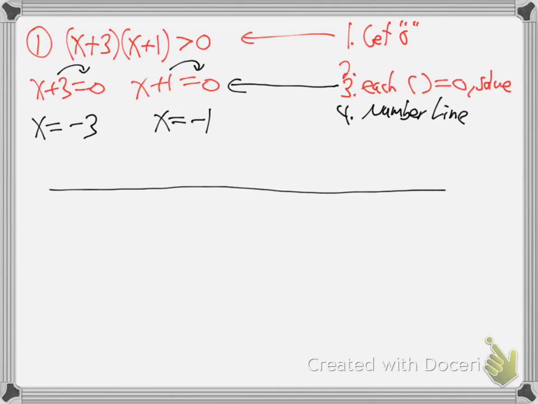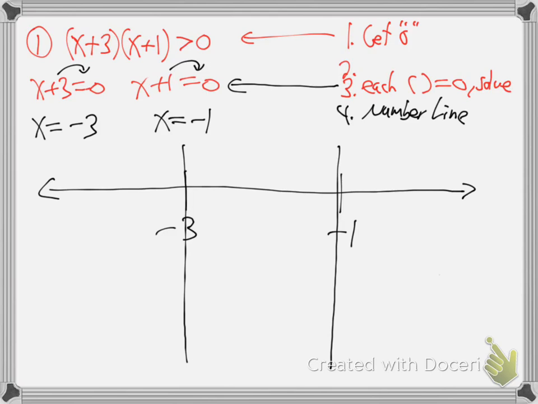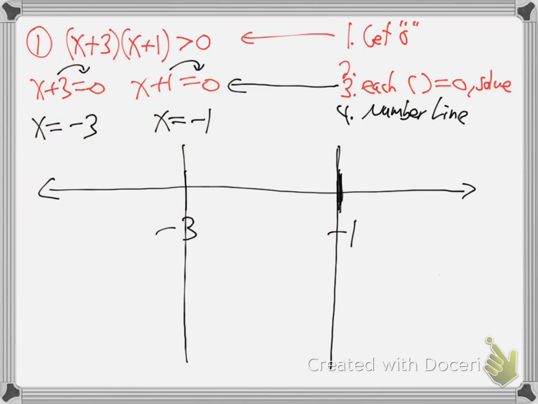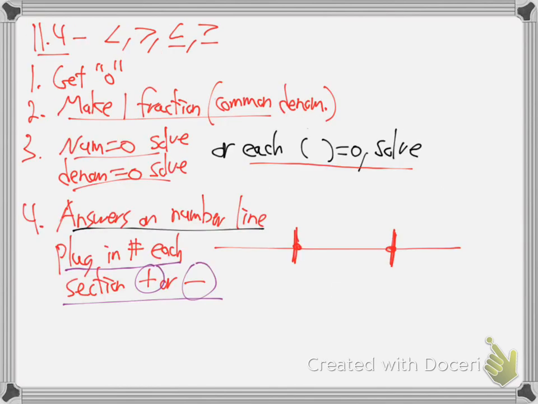So I'm going to go to the number line now, and I'm going to put those two numbers on the number line. Negative 1 and negative 3, right? Negative 3 is left of negative 1. So it's going to make the number line into 3 sections. And so what we do now is plug a number in each section to find out if it's positive or negative. A number in this section, like 0. In this section, like negative 2. And in this section, like negative 4.